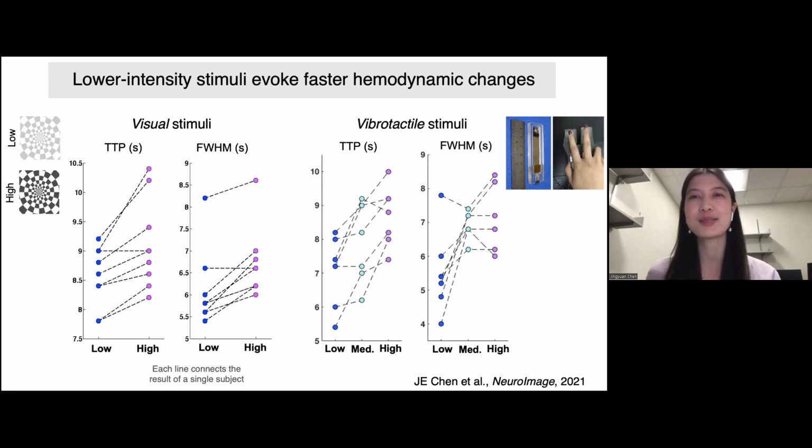We also tested in different parts of the brain. And here we use a vibrotactile stimulus. Basically there is a vibrating chip attached to the subject's fingers, and we design the stimuli to be at different levels. And again, you can see the lowest intensity stimuli has the fastest time to peak and also narrower dispersion compared to medium and higher intensity stimuli. So basically, this suggests lower intensity stimuli can evoke faster hemodynamic changes, which may be one candidate mechanism contributing to those faster changes people see in the resting state condition.